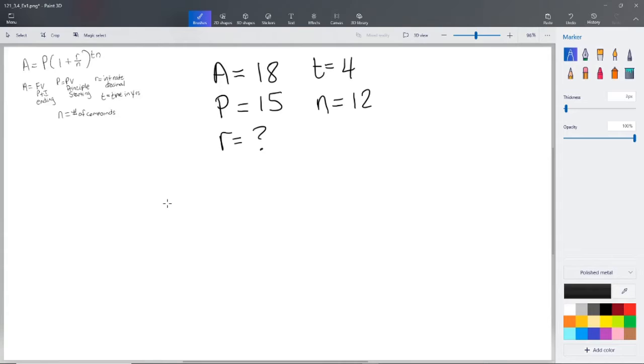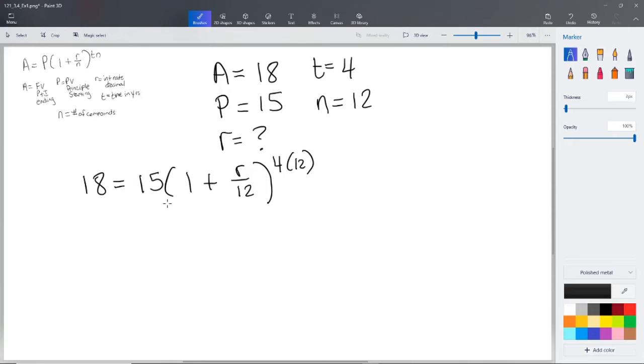So we know that there's $18 million. It's going to be equal to $15 million times 1 plus the R we don't know, so let's call it R. The N we do know, it's 12. And then we have N times T, which is 4 times 12. All right, so this is our setup, right? We don't know the R value, but we know everything else around it.